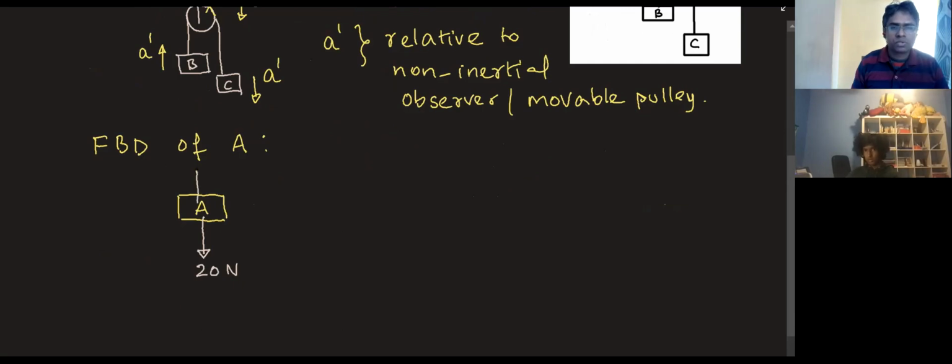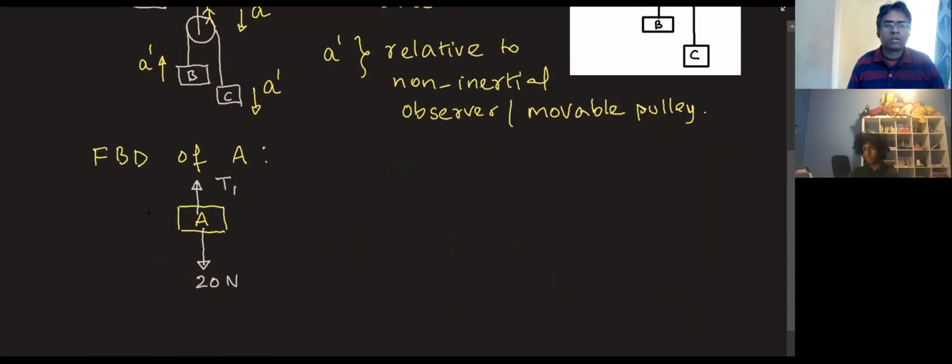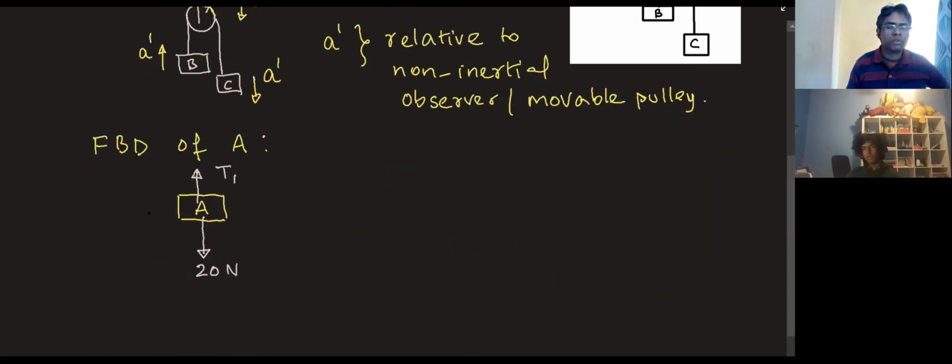So there are 2 strings. Let's say this tension is T1. I think the question also asked for the tension forces. Yeah, it has. I got answers for those also, but we'll verify those. Because you got the accelerations, I think the values of tension are just a byproduct.